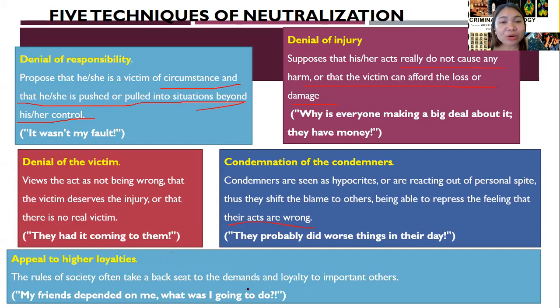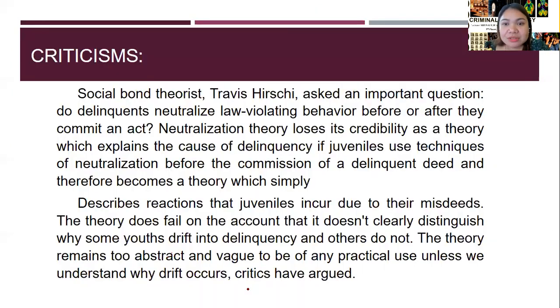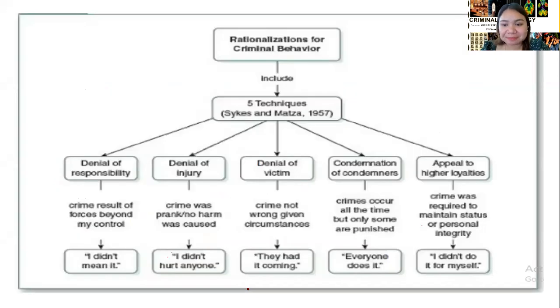Okay? So again, in order for techniques of neutralization to be accepted as a theory of crime, it must be proven that these techniques were reflected by the criminal before he committed the crime, and this is what pushed him to lose his guilt to commit the crime. And therefore, it will be a cause. Okay? So I hope that one is clear, okay?